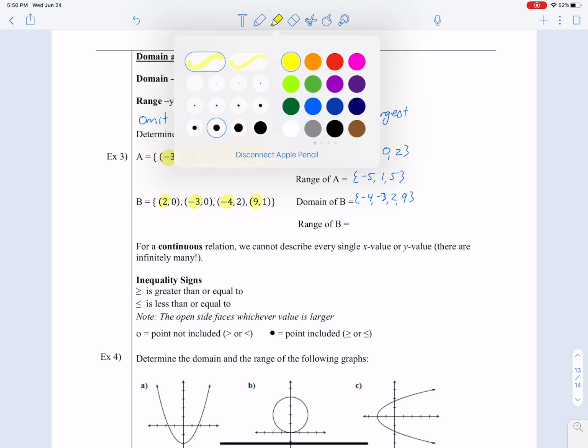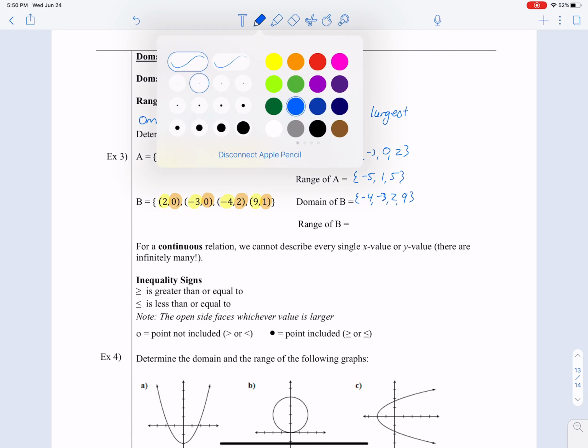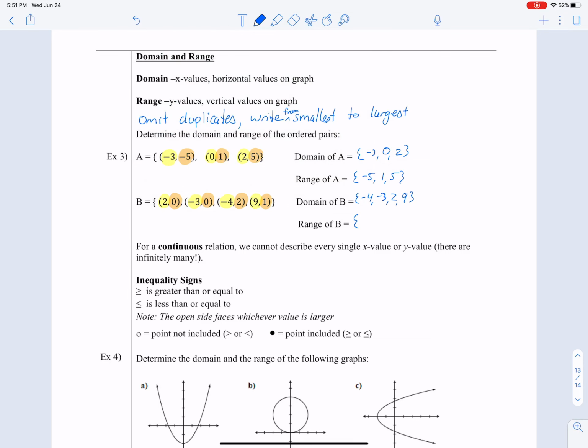Then we'll look at our y values. We have 0, 0, 2, and 1. So remember, we need to omit repeats. So we're not going to write one of those zeros. We're going to organize them from smallest to largest. So we write 0, 1, and 2. Okay, so that's how we do domain and range for when they were given points.